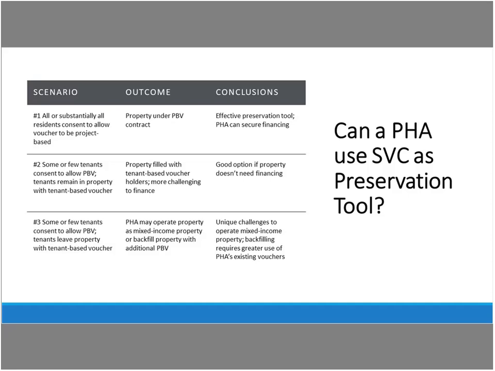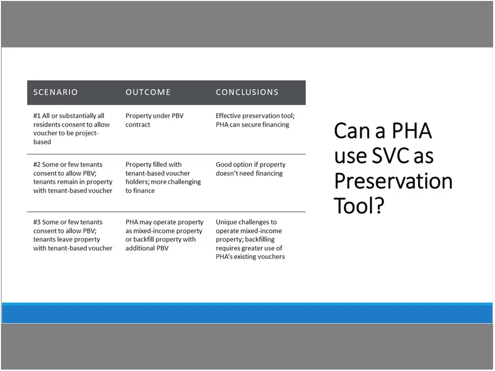So it's a great preservation tool, and I can use that to borrow and recapitalize my building. Option number 2: some or few tenants consent to allow the PBV, and then tenants remain in the property with a tenant-based voucher. So the outcome here would be the property is filled with tenant-based voucher holders and potentially some units that have a PBV contract against them.